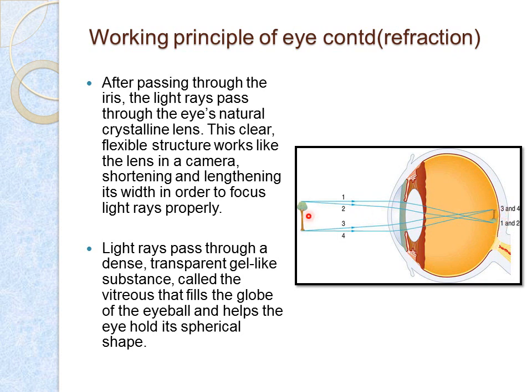Now you can see this image which is formed over here is inverted, but it is a real image. Light rays are passing through this transparent jelly-like substance also, and this substance is also giving the eye a shape. Here already an image is formed. Now what will happen to this image? Let us see that.